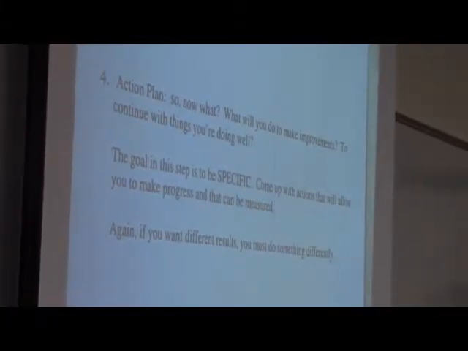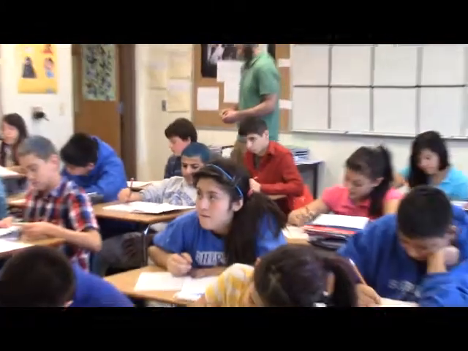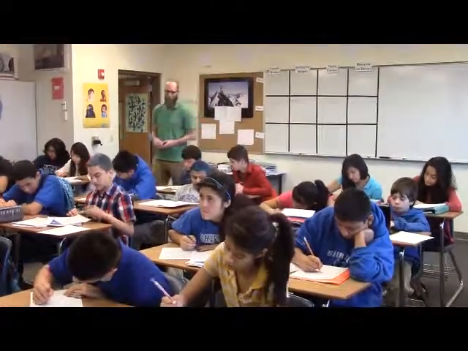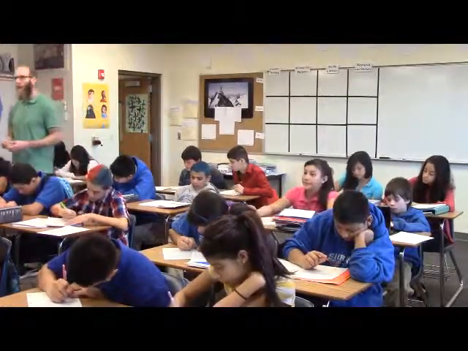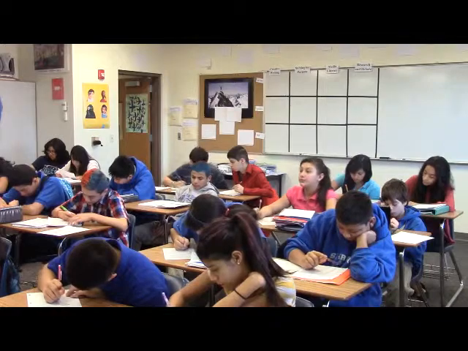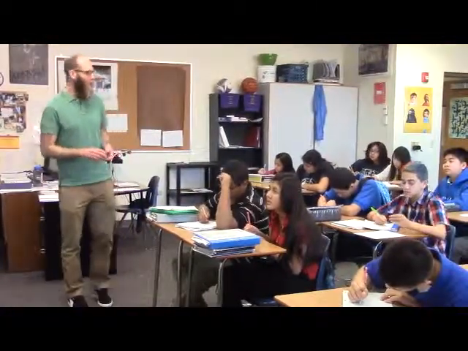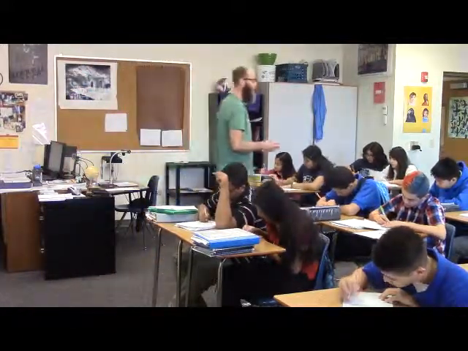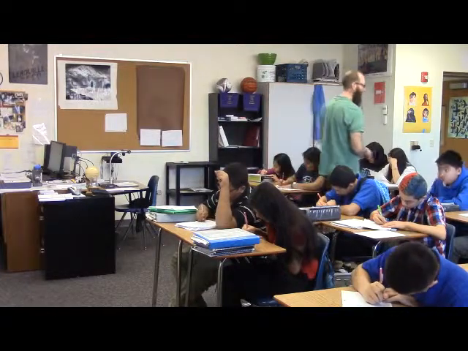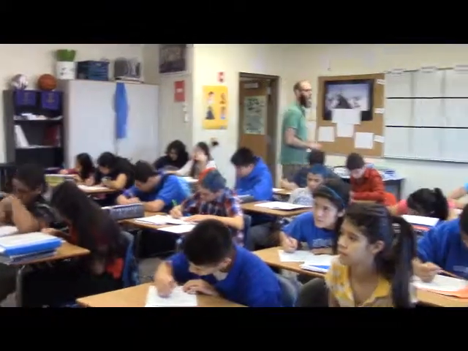Come up with something specific, actions that will allow you to make progress, and actions that can be measured. We've talked before, how will we know whether or not you're successful? If you want different results, you need to do something differently. It's not just going to change on its own. You have to make conscious decisions to do something differently, and a lot of you have. That's the character progress report. A lot of you have made some conscious decisions to do things differently. It's been pretty impressive.